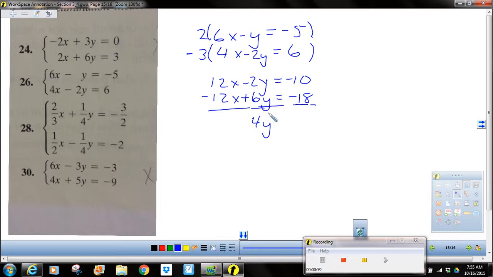The 12x minus 12x cancel. Oh, this is negative 28, not 18. Didn't see the negative up here. Alright, and y is going to be negative 7. Now I know what y is. To find x, I'll just plug it into one of these. Doesn't really matter which one. I think I'll use this one.